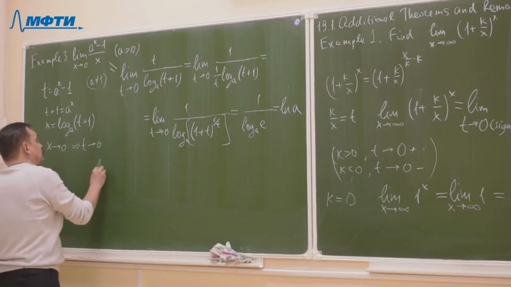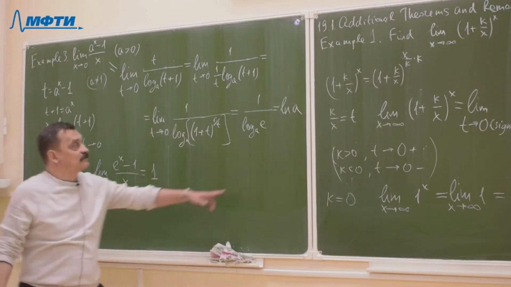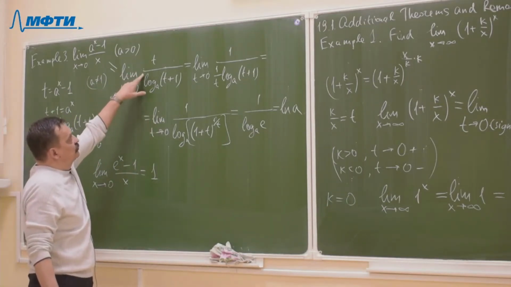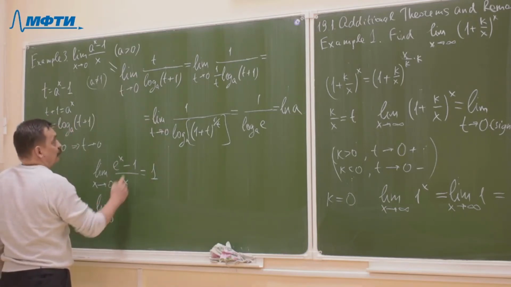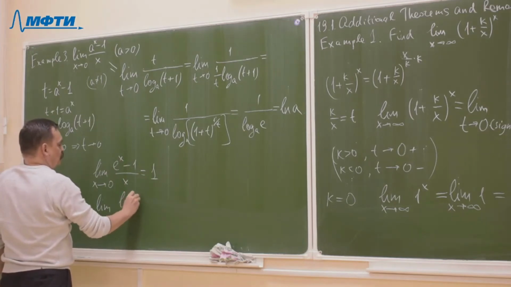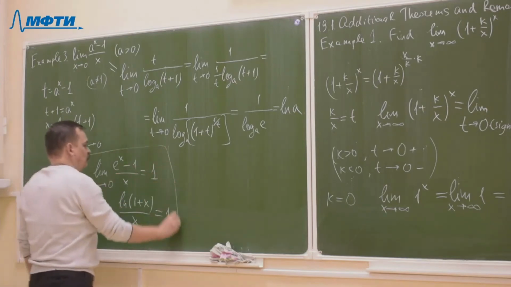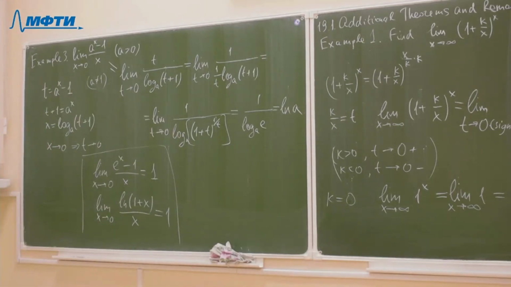I mean, you see, (e to the power x minus 1) over x is 1 for a equals e, right? And also, if we look at this part, then the limit as x tends to 0 of logarithm of (1 plus x) over x equals 1. So these are also versions of the second remarkable limit, which appeared during the solution.